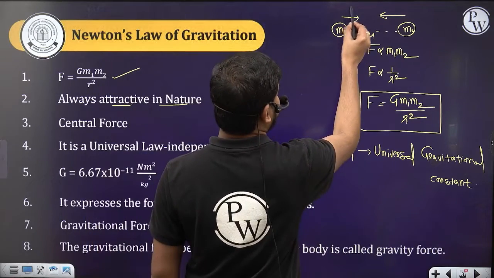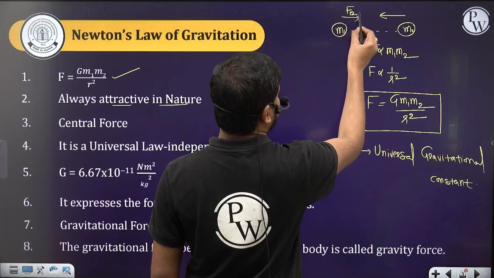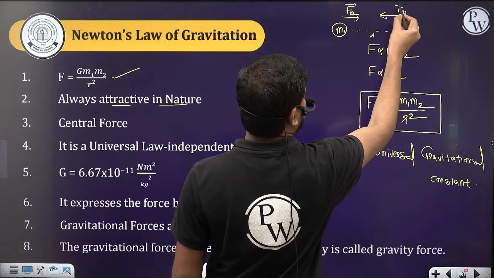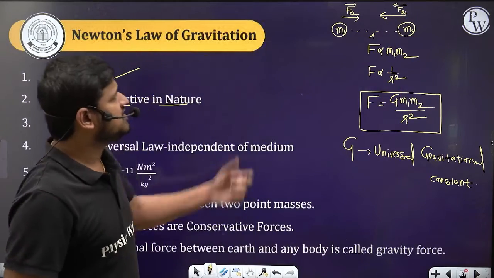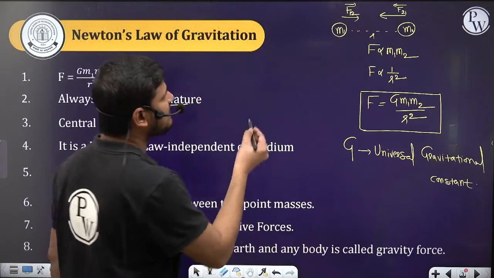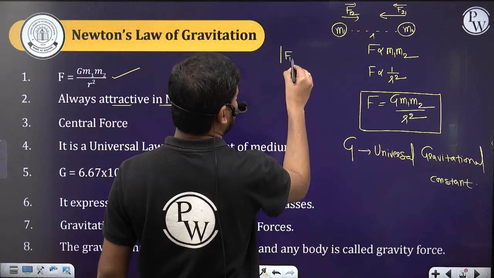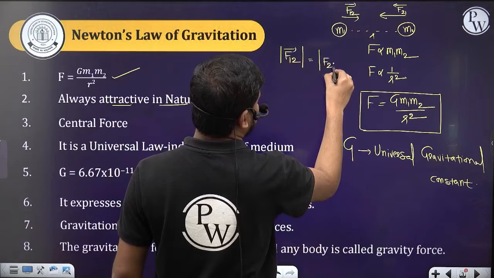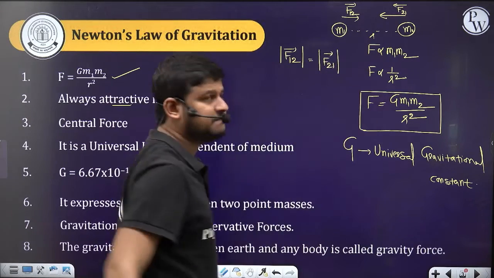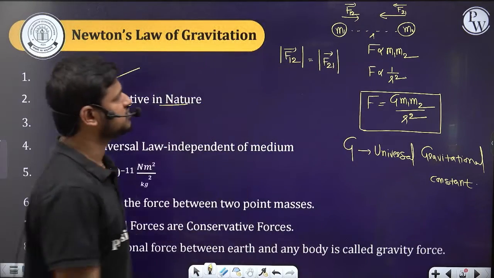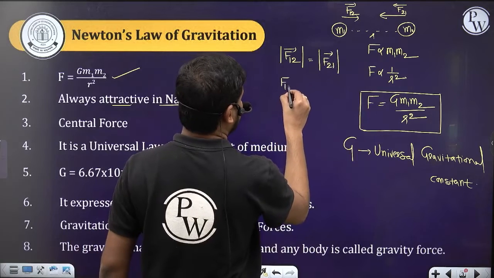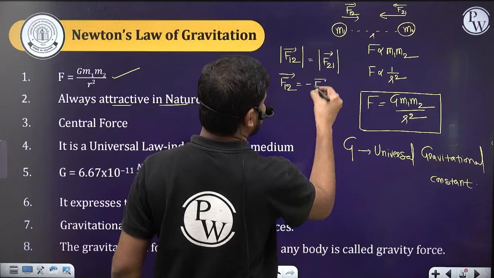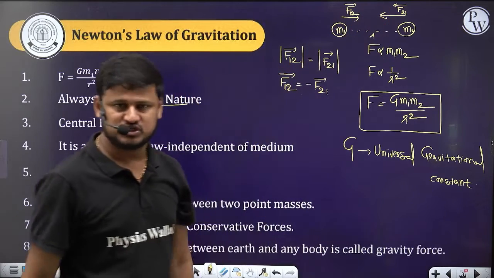Here we can write the force on 1 due to 2, and this is the force on 2 due to 1. So they mutually attract each other. These two forces will be equal in magnitude. The force on 1 due to 2 will be equal to the force on 2 due to 1. Their magnitudes will be the same, but their directions will be opposite. So F12 in the vector form I can write as minus F21. They will be equal and in opposite directions.